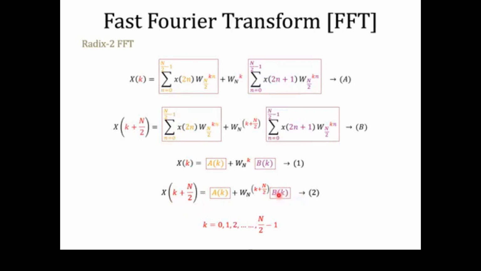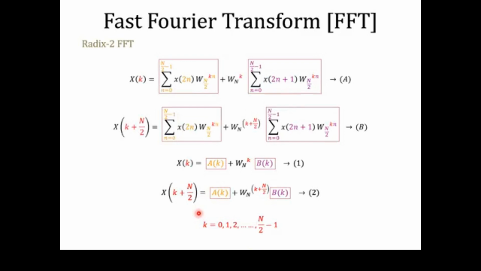So in order to calculate X of 4, we will put k equal to 0 in this equation and N equal to 8. So X of 4 will be equal to A of 0 plus B of 0, but B of 0 will be multiplied with W8 of 4 before addition. Similarly, we can find X of 5, X of 6 and X of 7 in a very similar way. So equation B will provide the last or the remaining N by 2 samples of the overall N-point DFT output. So this was the summary of the previous lecture.